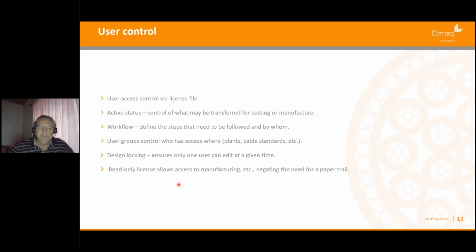And then read-only licenses allow access to people like in manufacturing, etc., to view a design. It's really very handy because they have first-hand knowledge of what's in that design. They don't have to keep going to the design office saying, print me this, print me that, show me this, show me that. They can view it, but they cannot affect the design at all. And it stops a lot of paper trails, etc.